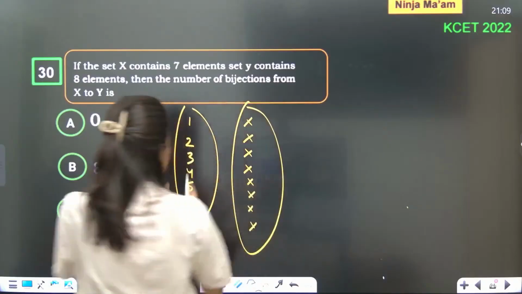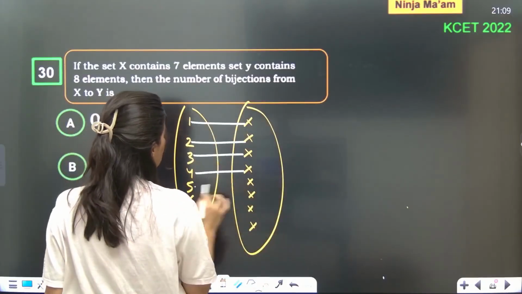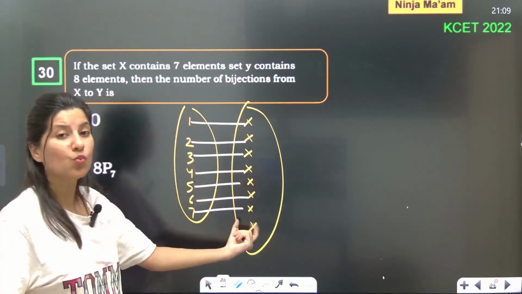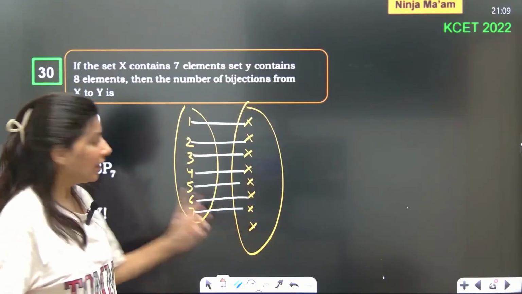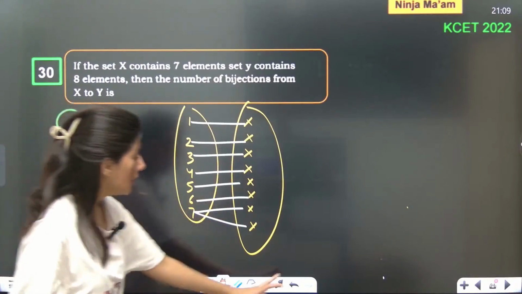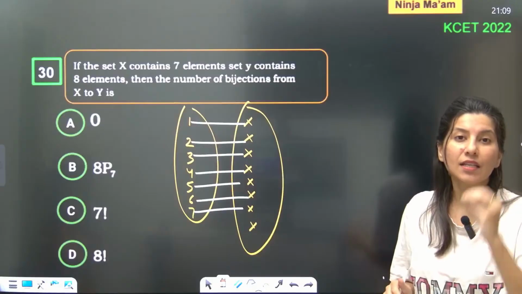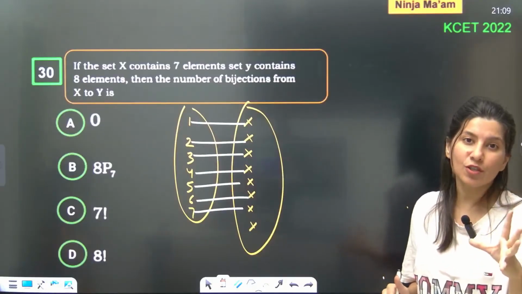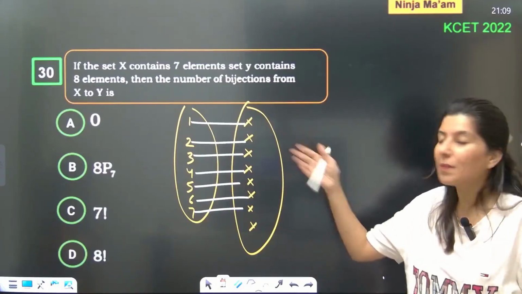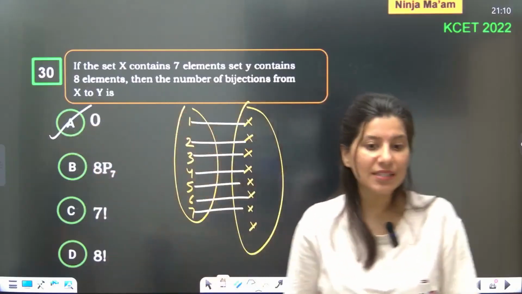Now understand there are 7 and there are 8 elements. So one-one means that 1 will get connected to 1. So 7 elements will be connected to these 7 elements, but this 1 element will be left out. If you try to make it count, it will become not a function. So this element will always be left out. So there cannot be any one-one function possible. If one-one is not possible, that means bijection is also not possible. So the total number of one-one functions will be 0 in this case.